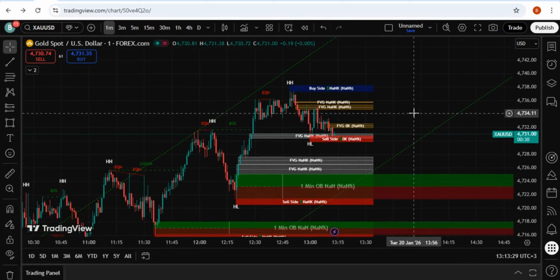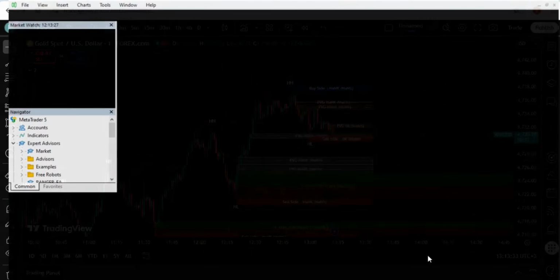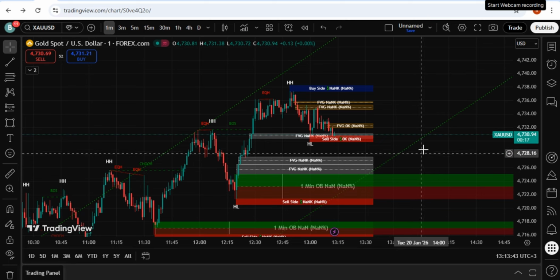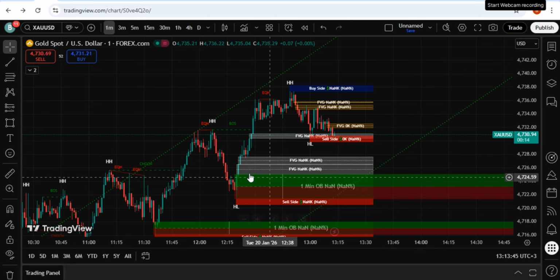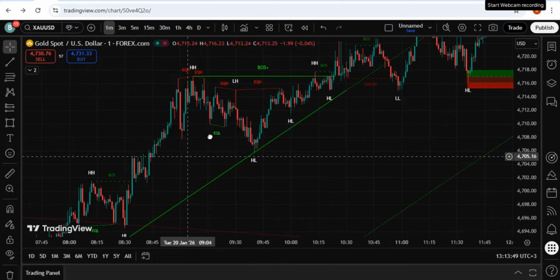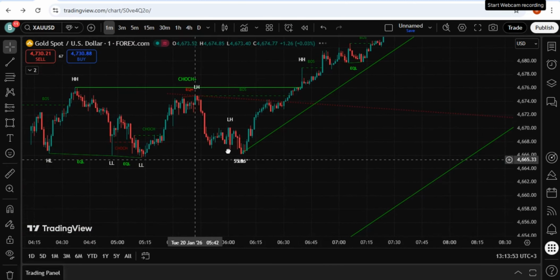So I'm having a trade right now that is running here on gold, you can see. So I hope it works out the way I have done the other setups. So straight away, let's see from a backtest how we would have made this.